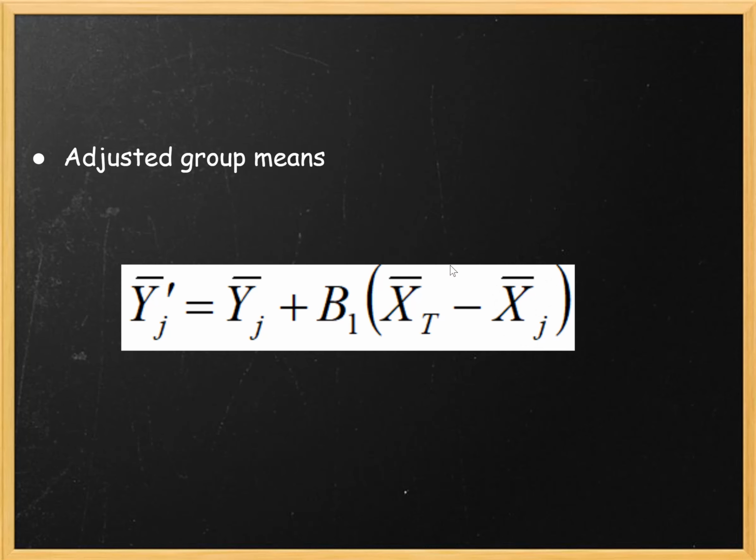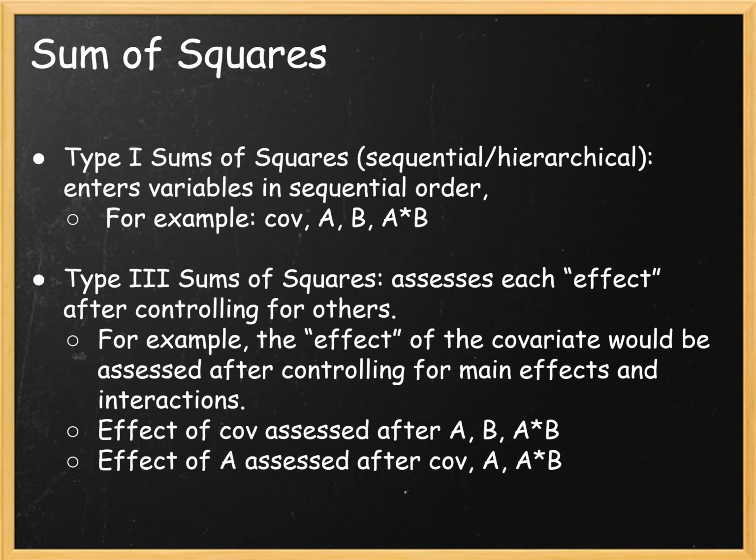So we take the grand mean minus the group mean for the covariate, multiply it by the regression coefficient, and that is the correction factor for that group. We add it to the observed group mean, and then we have the adjusted or corrected group mean. So that's how the adjusted group means come to exist.